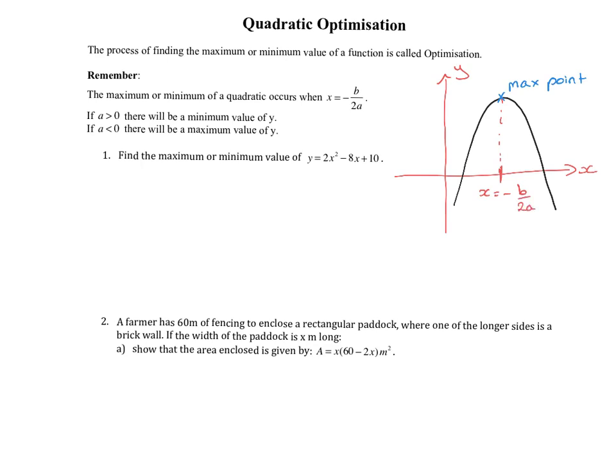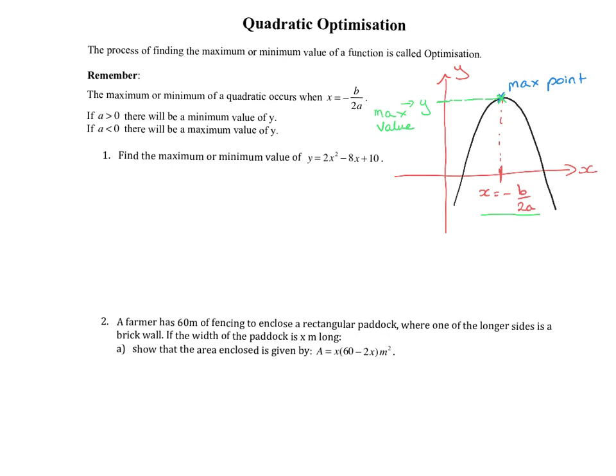Now it's important to remember something though. This value corresponds to a y value, and the y value is the maximum value. So the corresponding y value when x equals negative b on 2a is the max value. If you want a maximum value, you need to find the y value that corresponds to x equals negative b on 2a. But if you want the maximum point, you have to find the whole coordinate, so the x-coordinate and the y-coordinate.